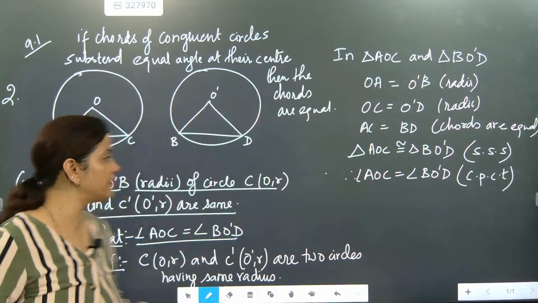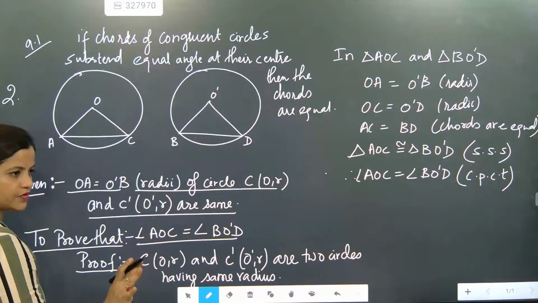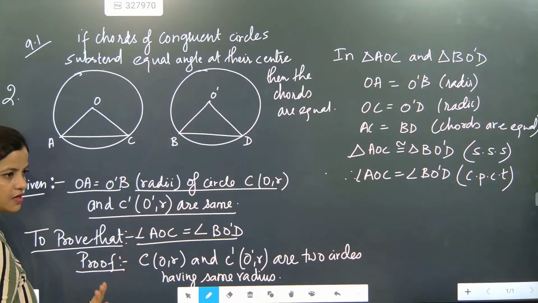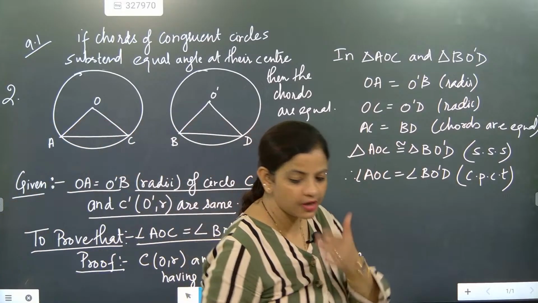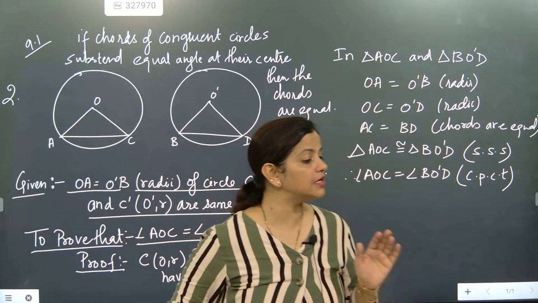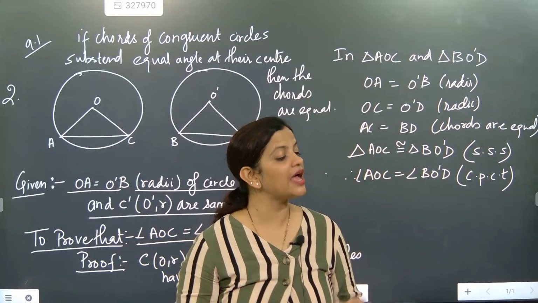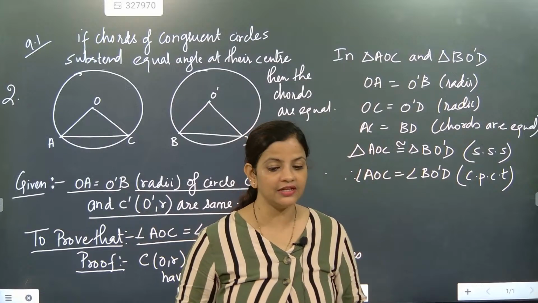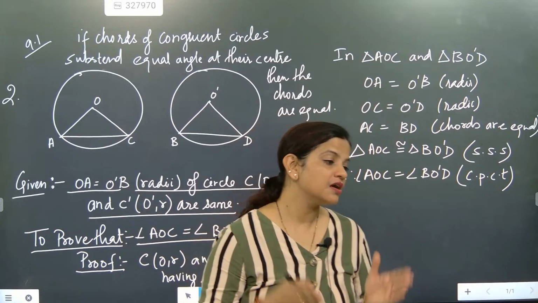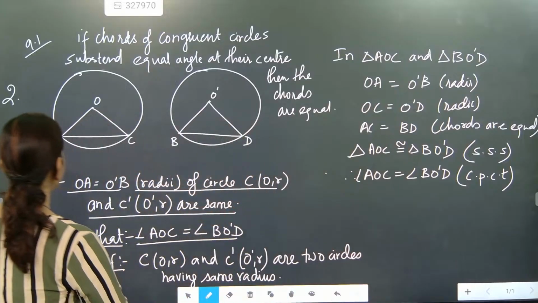OA is equal to O'B, the radii of the circle. These are the same because both the circles are congruent. What is the meaning of congruent circles? The meaning of congruent circles is that both the circles have the same radius. So if two circles have the same radius length, then they will always be congruent.